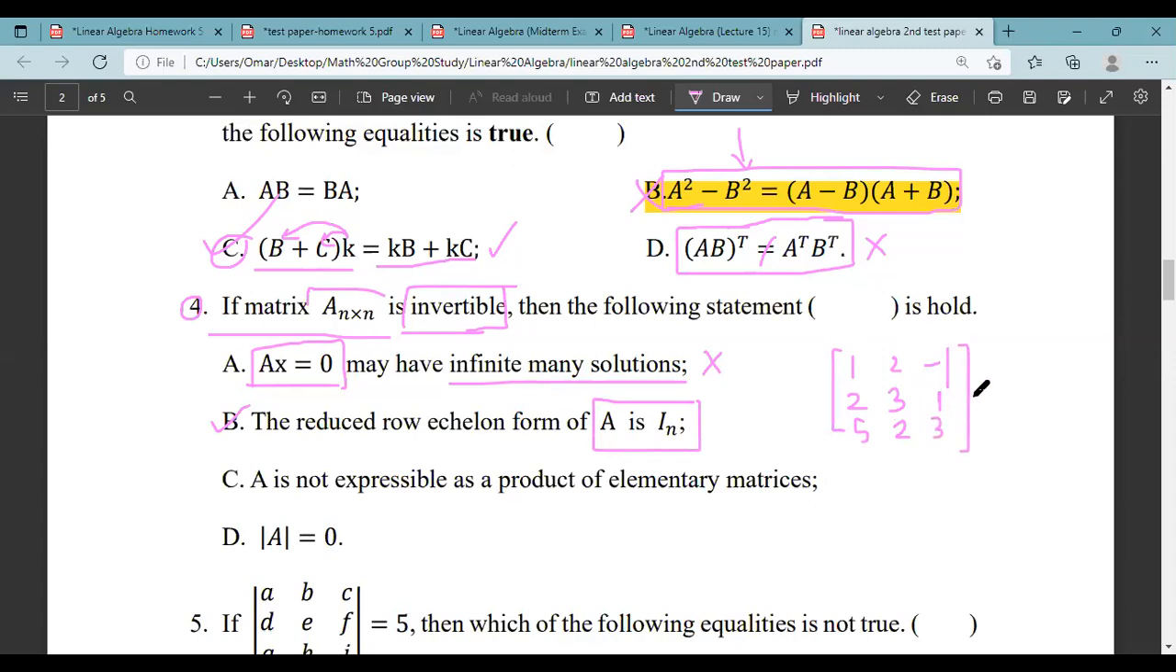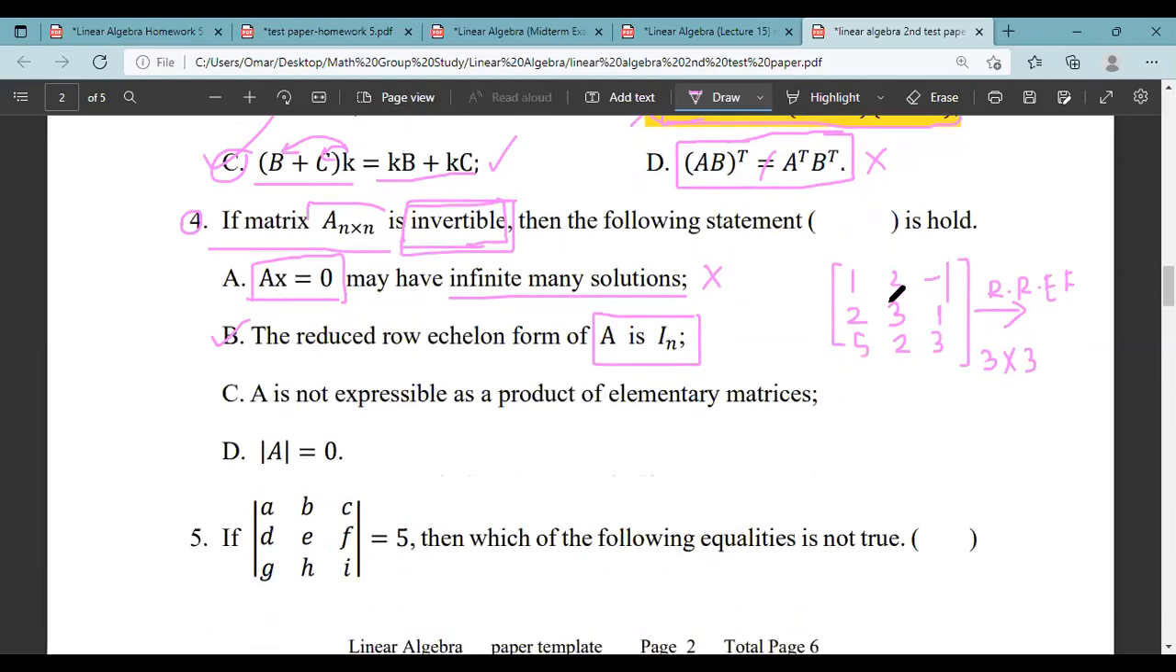So if you find the RREF, I mean the reduced row echelon form, okay, you can see this is a square matrix, right? It is a 3 by 3 square matrix. So the reduced row echelon form of A is an identity matrix because it is invertible, right? Invertible means what?